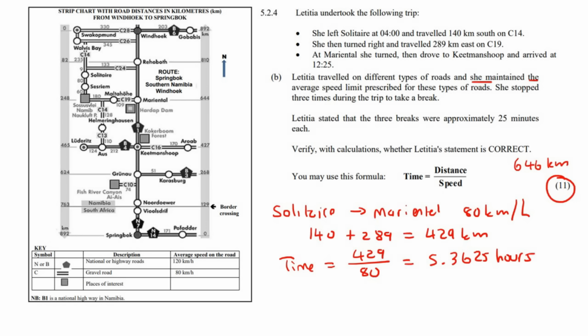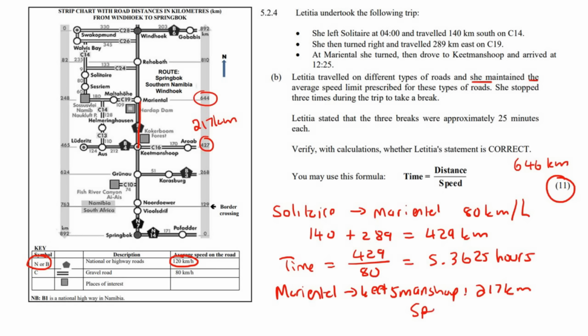Okay, now, when she gets to Marienthal, she's going to drive all the way to Keetmanshoop, and that is on a B road. You see how it's a B road? Now, where's a B road? There it is, and you're allowed to drive 120 kilometers. So she's going to drive a little bit faster now. Okay, so how far is that? Well, we worked out earlier that distance was 217 kilometers. Remember, we said this one minus this one. So to go from Marienthal to Keetmanshoop, we said it's 217 kilometers.